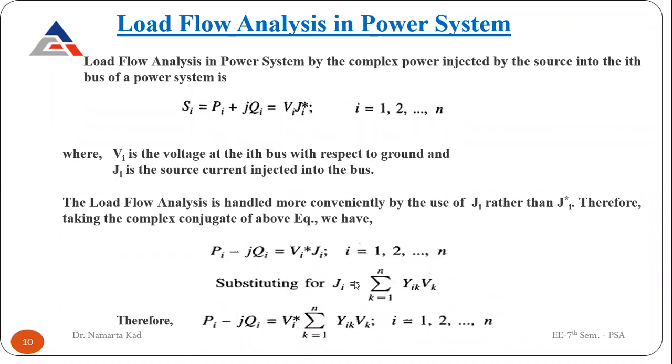Therefore, just put down this value of JI in this equation. So PI minus JQI is equal to VI conjugate, and instead of JI, just write down this summation of K equals 1 to n, YIK into VK. I varies from 1 to n, and as seen on this summation sign, K also varies from 1 to n. N is the number of buses.